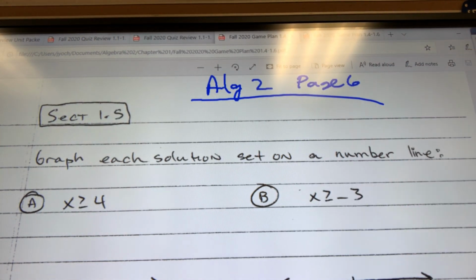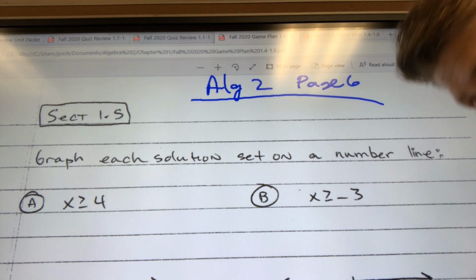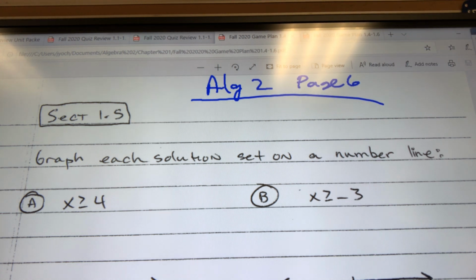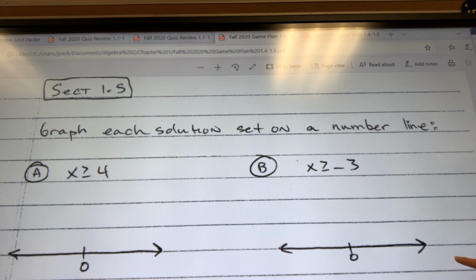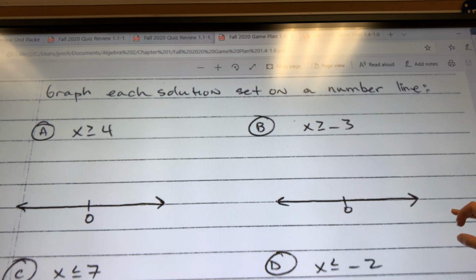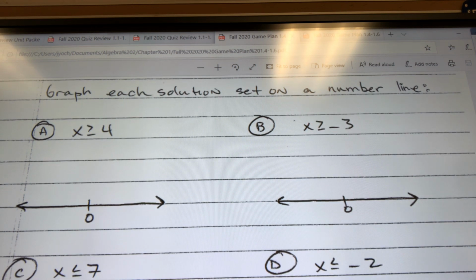The first one, again, some of these we will go over in class. We are on page 6 here, and on page 6 we have inequalities. So on this page, this is pretty easy. Graph each solution set on a number line.